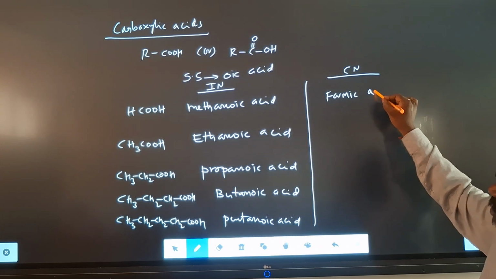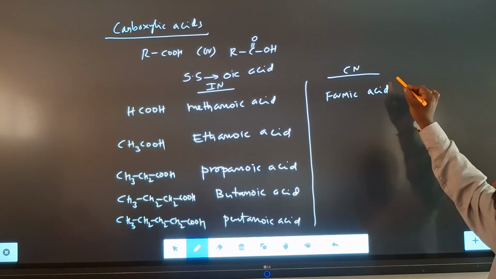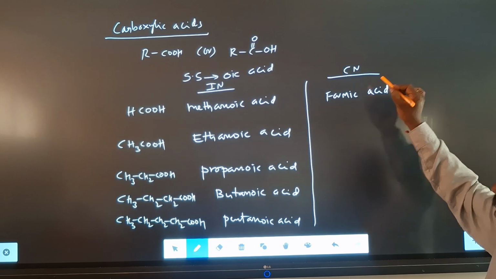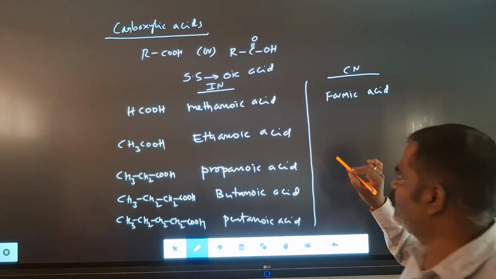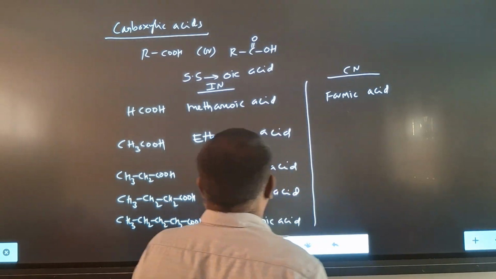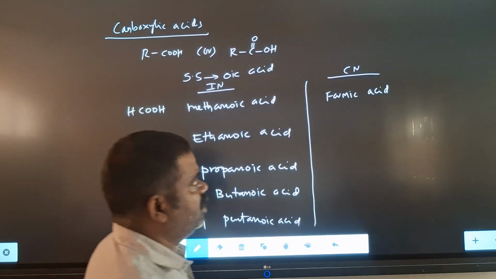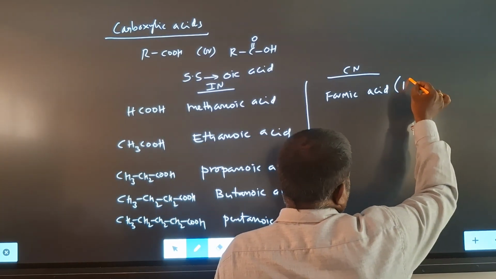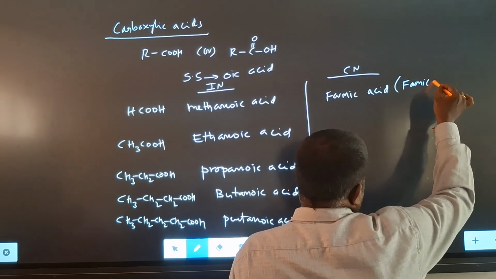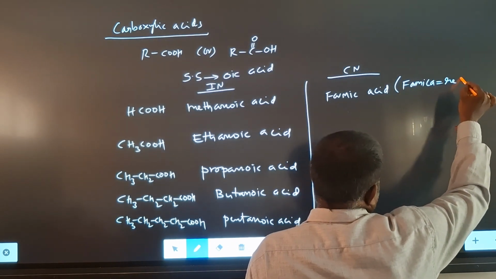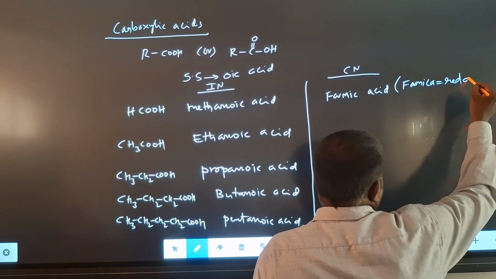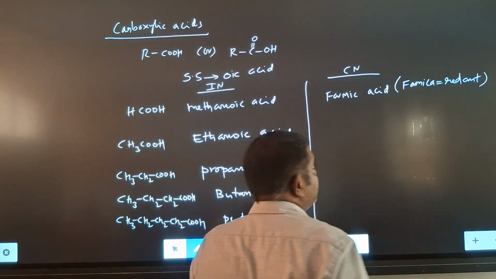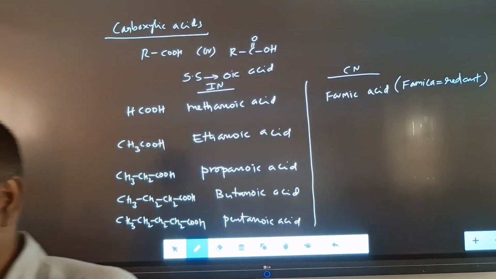Formic acid. Formica means red ant. It is Greek language. In English it is called red ant.